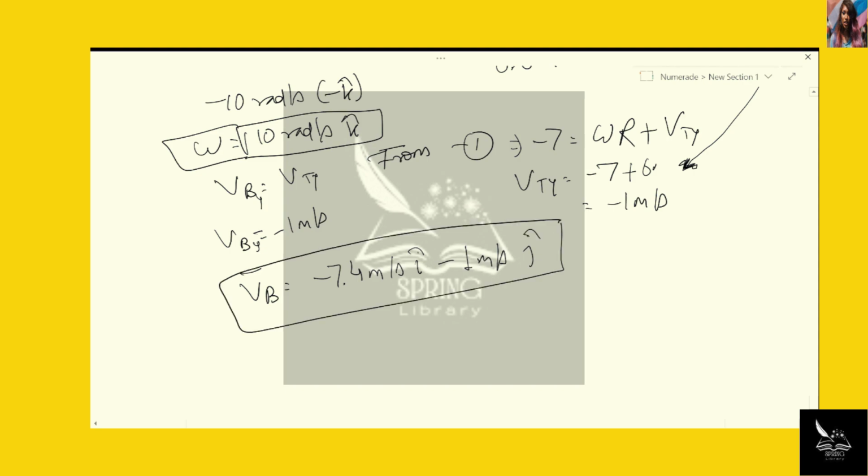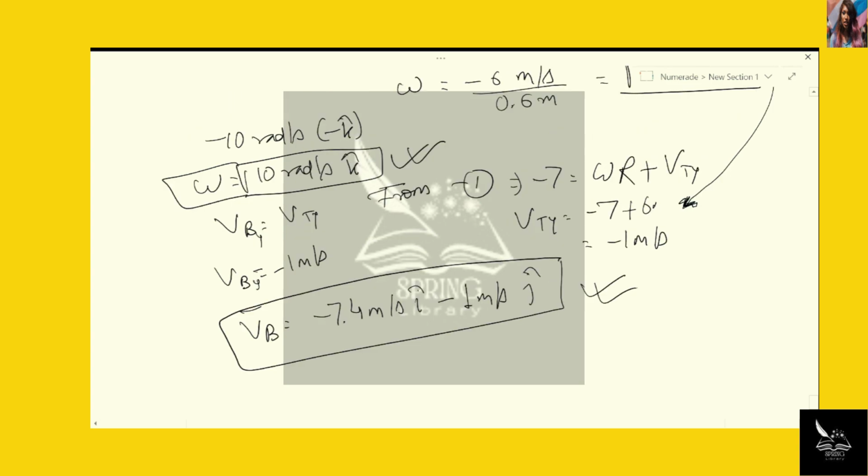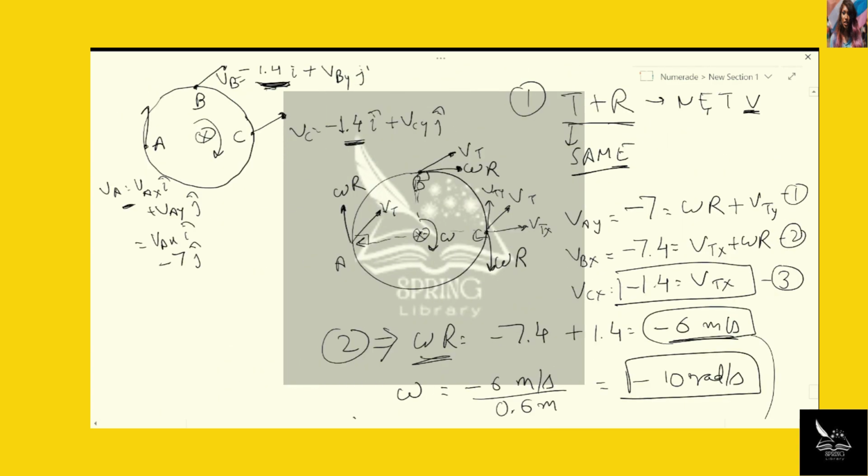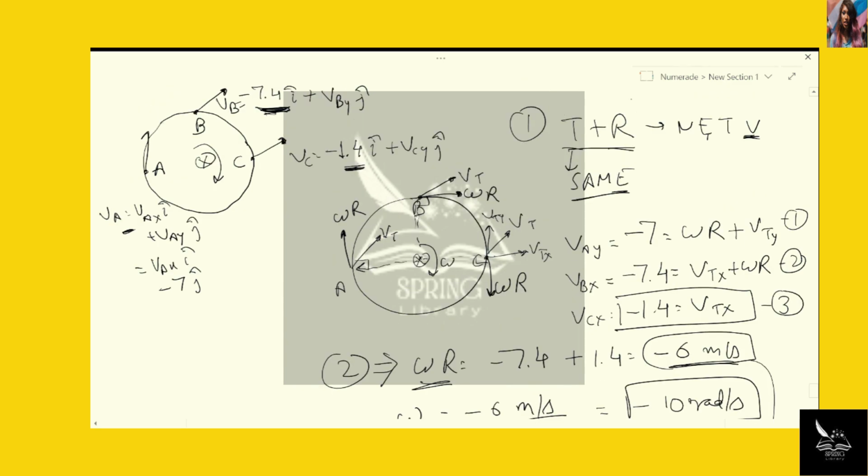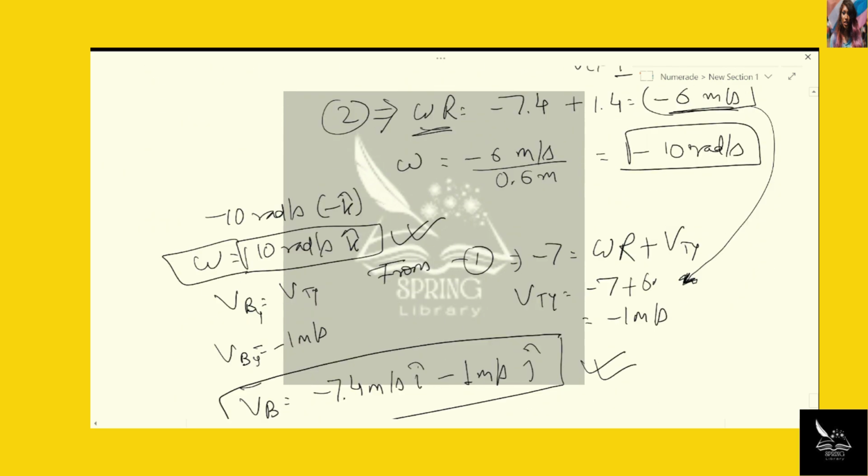So this is how you can find out velocities of different points and omega by breaking everything into translation plus rotation. So this is the basic principle to solve all such kinds of problems.